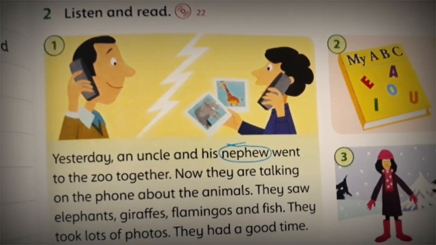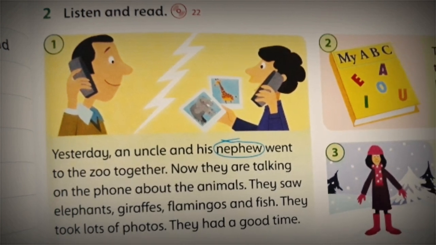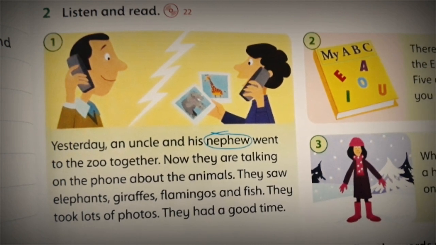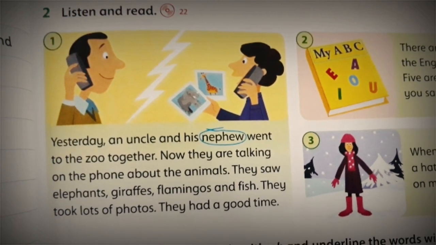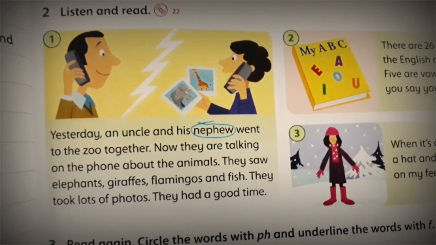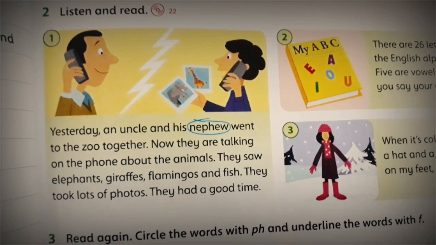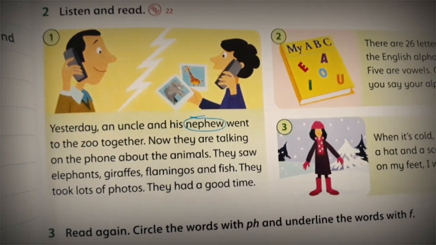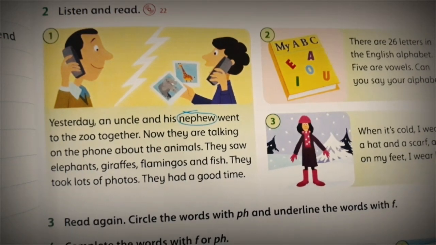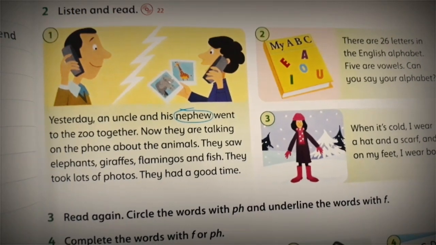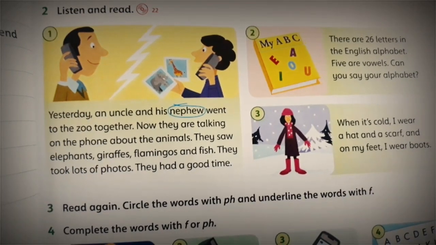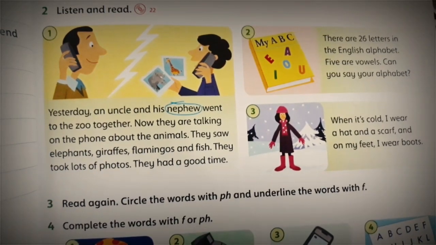Okay, wonderful students, it's time to do the exercise. And please pay attention to the explanation. That is page 23. It's going to be the first of your exercises. Number 1 is please do the text part 2 or part 3. That's going to be your first exercise today. Read again, circle the words with PH and underline the words with F. That's going to be your exercise.